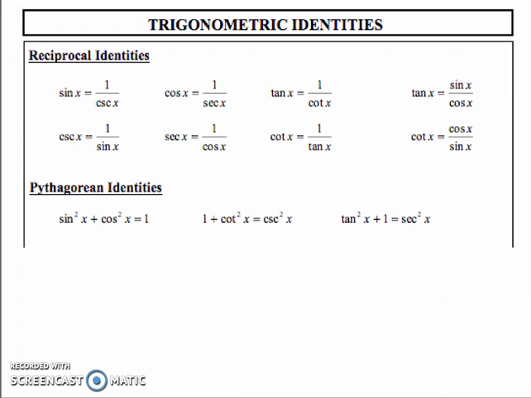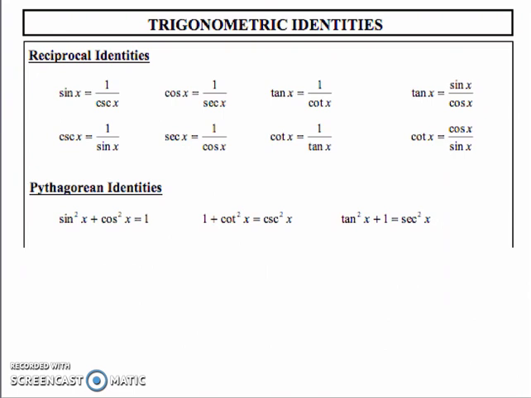The idea that sine is the reciprocal of cosecant, cosine is the reciprocal of secant, tangent is the reciprocal of cotangent, and then vice versa. Cosecant is the reciprocal of sine, secant is the reciprocal of cosine, and cotangent is the reciprocal of tangent. And then also that we can think of tangent as being sine over cosine, therefore cotangent is cosine over sine.